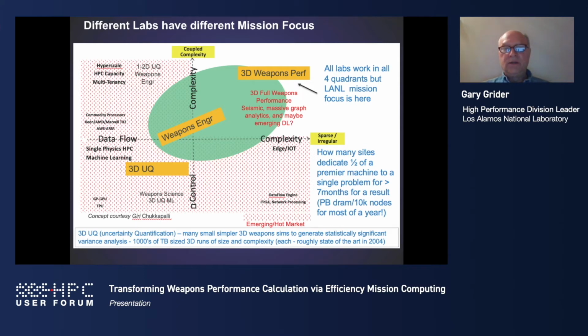And a question for you is how many sites would dedicate half of a premier size machine to a single problem for 7 months or a year or something like that? We're talking about 10,000 nodes and a petabyte of DRAM for almost a year. That's a pretty seriously hard problem to solve. It takes a long time on such a big machine. And that's the kind of thing Los Alamos does every day, every week, every year. We do that all the time. So that's our bread and butter.